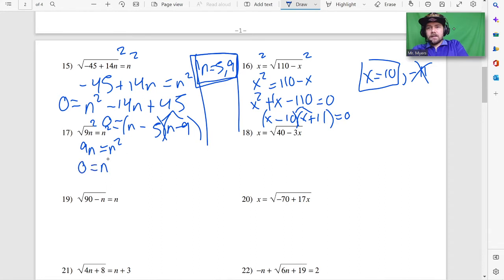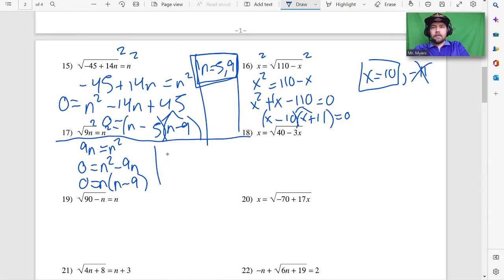We have two different kinds of n, so we still want to get everything to one side, set it equal to 0, except now we don't need to do trinomial factoring. We just need to do a little bit of GCF factoring. I'm going to take out an n. They both have n in common, so I factor out the GCF of n, and that leaves me with the solutions of 0 and 9, and both work.